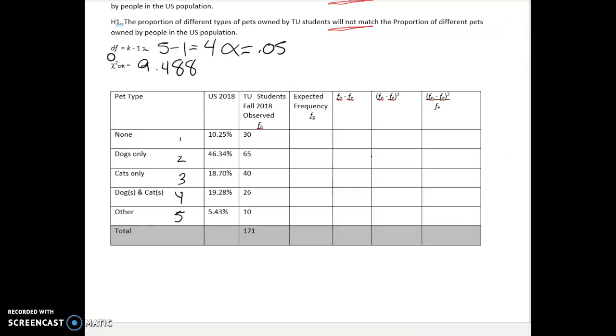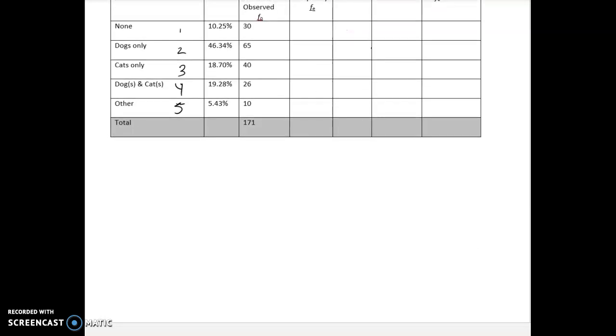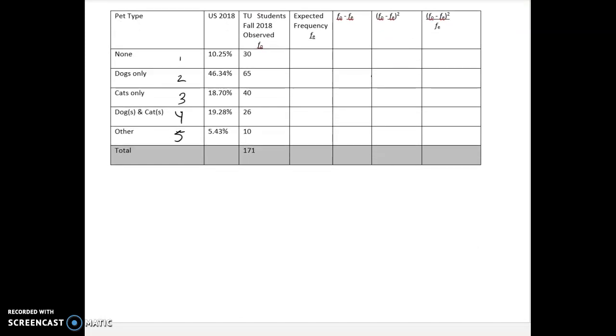The next step is now to determine the expected values, and we do that by multiplying the proportion. So expected frequency is equal to the proportion of the target population characteristic, so we're talking about a specific characteristic, times n.